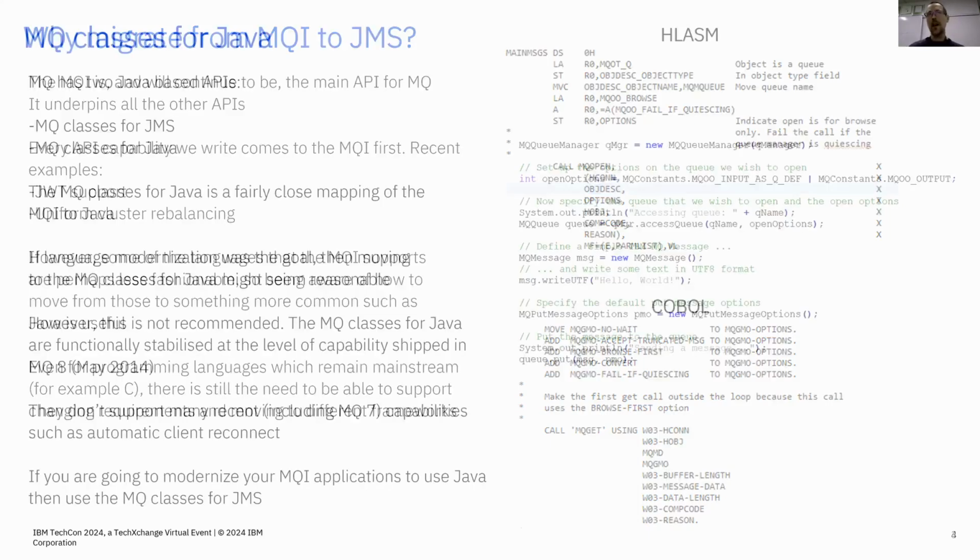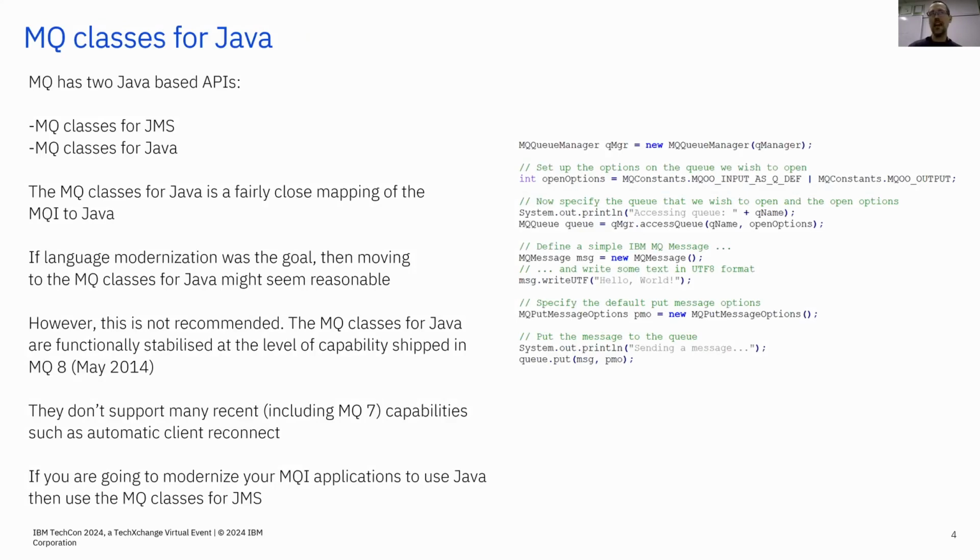And then the other thing I wanted to say is that actually MQ has two Java-based APIs. There's the MQ classes for JMS, which is what this presentation is going to focus on, and there's the MQ classes for Java. And I wanted to call out specifically that the MQ classes for Java is actually a mapping of the MQI into Java. So at first level, if you look at it, you might think that would be a natural migration path from MQI written in COBOL, say, to MQI written in Java. That would seem quite logical.